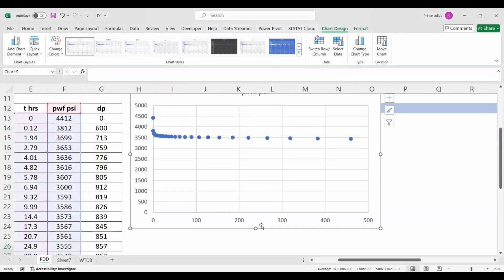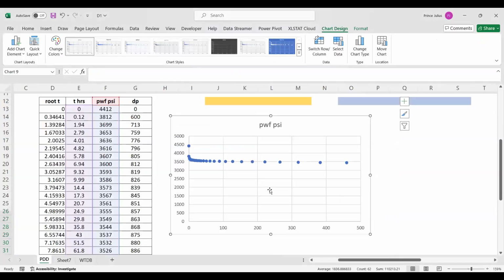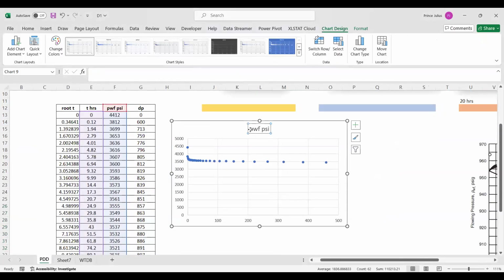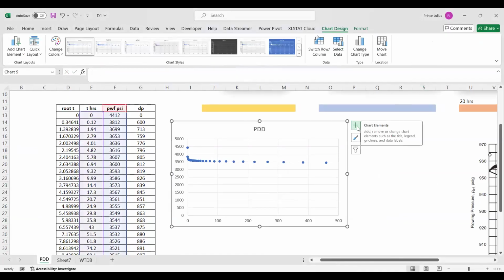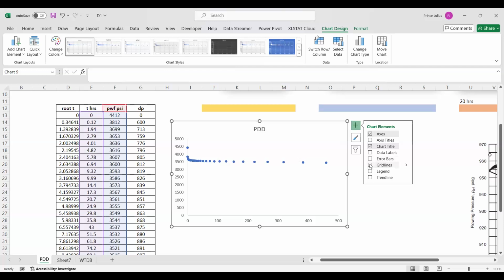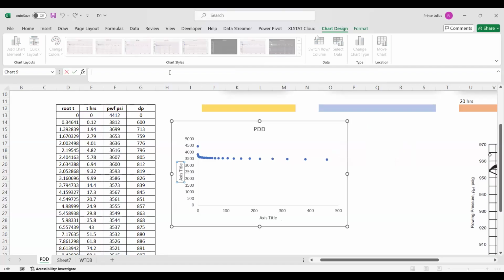This is the graph that we got. So this is my pressure drawdown. I will simply name it here as PDD. And then I will adjust a few things here. I'm going to remove all the grid lines. We don't have much to see with these grid lines currently. So yes, axis titles: one is PWF, and the x-axis one is actually log T, but here it is linear.